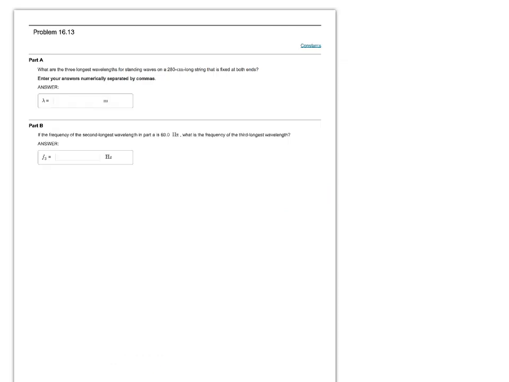Alright, for this one, we want to calculate the three longest wavelengths for standing waves on a 280 centimeter long string fixed at both ends. A string fixed at both ends is the same thing as being open-open or closed-closed, and it obeys the pattern L equals m lambda over 2, where m, our harmonic number, is 1, 2, 3, and so on. So I can set up an equation and solve for those first three harmonics.